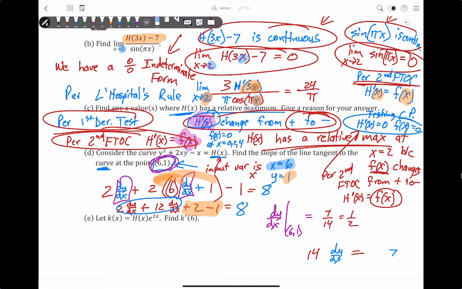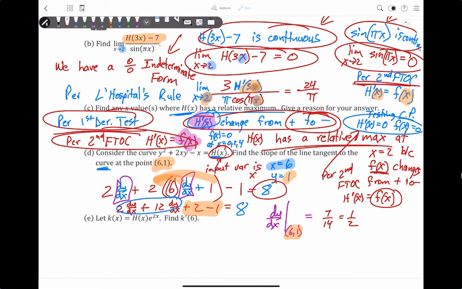So my answer for part D is going to be 1/2. Very, very clever question, especially the way he used this h prime of x here on the right side with our moment of (6, 1). Very, very clever the way this question was asked. Okay, let's go to part E, and then we are done.